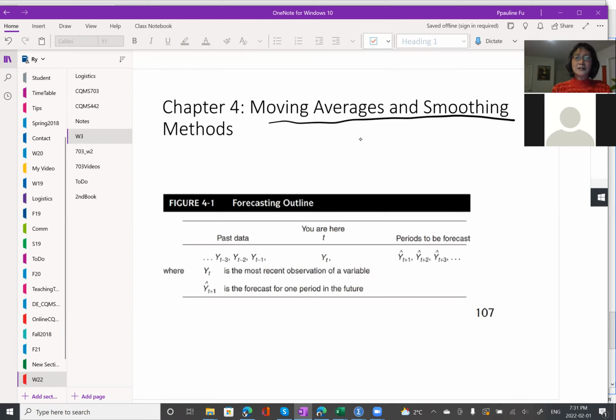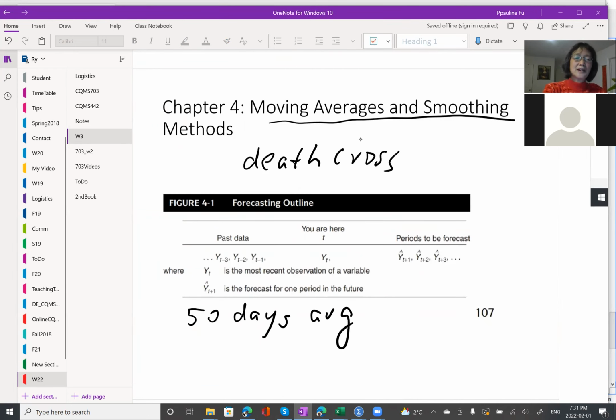People are talking about the death cross. So what is a death cross? For any time series data, if you calculate the 50 days average, and then calculate the 20 days average, if the 50 days average is smaller than the 20 days average, people call that the death cross.